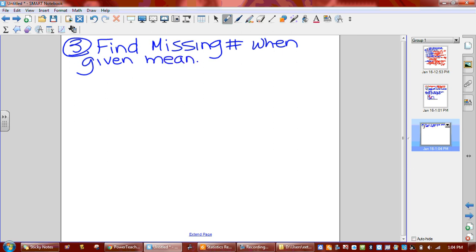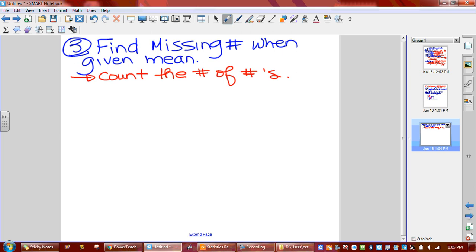Okay. Well, first of all, we have to count how many numbers there are. Count the number of numbers. And that becomes the number on the bottom of your fraction, what you divide by.